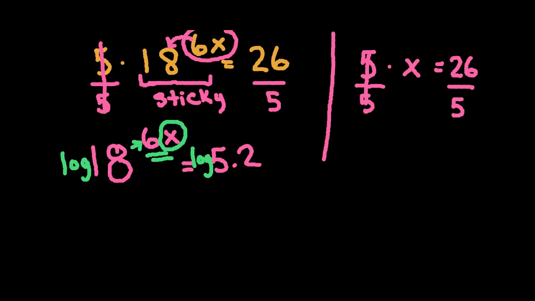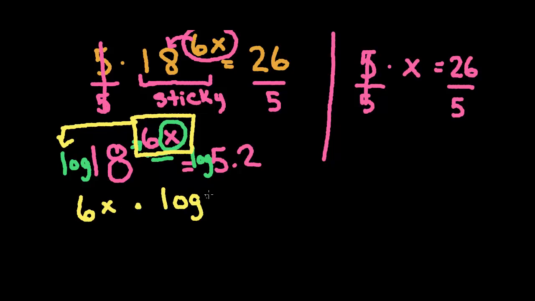And once I do that, I am allowed to take my 6x, anything that is in that exponent position, and take the whole thing and move it down in front of the word log. So I have 6x times log 18 equals log 5.2.